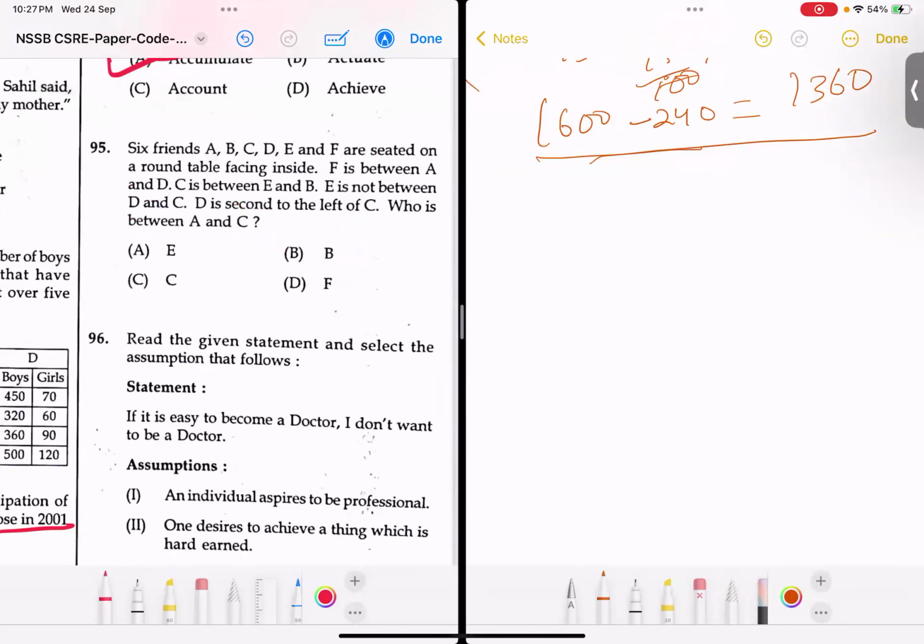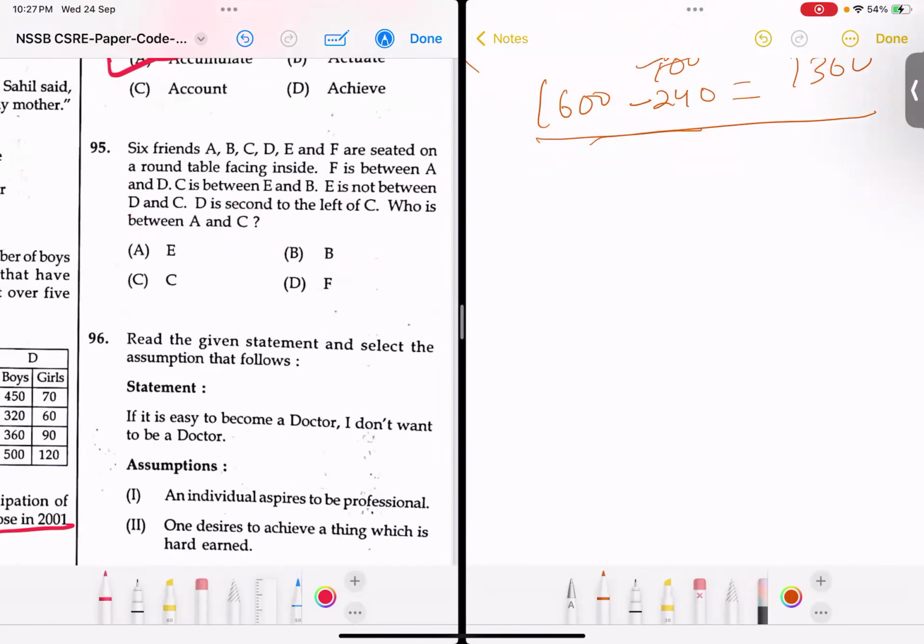Now here we talk about the arrangement of 6 people. They're seated on a round table and they're facing inside. Consider this as the round table, with positions 1, 2, 3, 4, 5, 6. So these are the 6 people. It says that F is between A and D, right? C is between E and B, right? And E is not between D and C. So E can't be here, okay? Because E cannot be between D and C. So E has to be here. That's why I place it here. And the opposite, B, will come here.